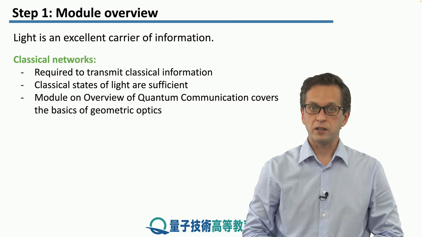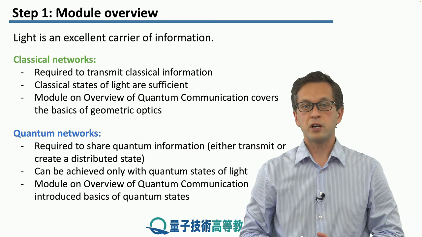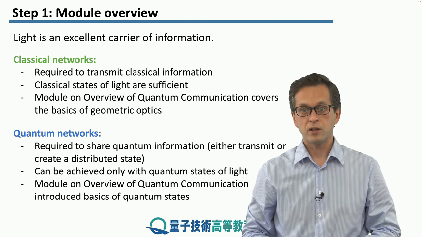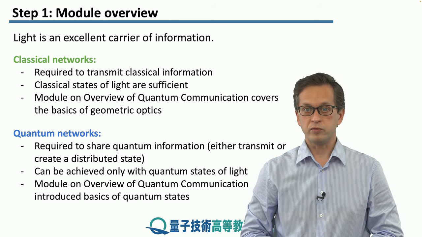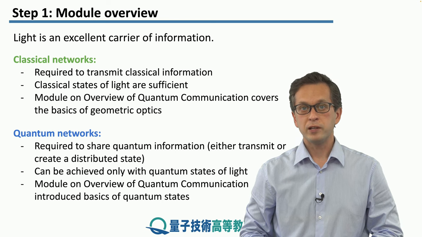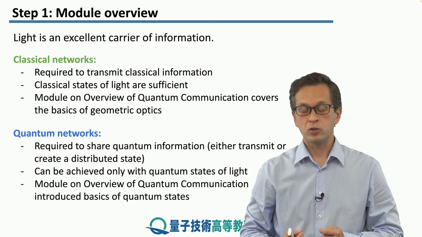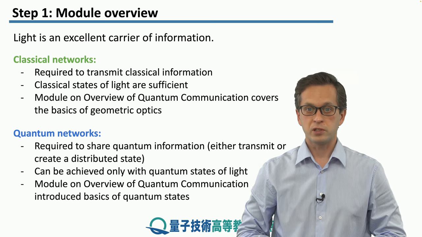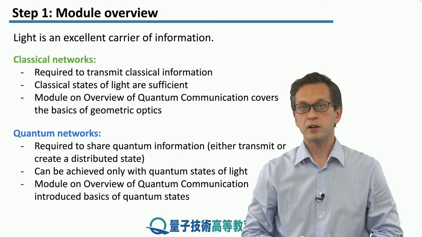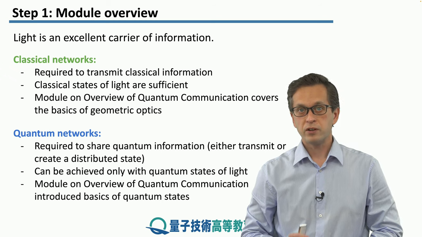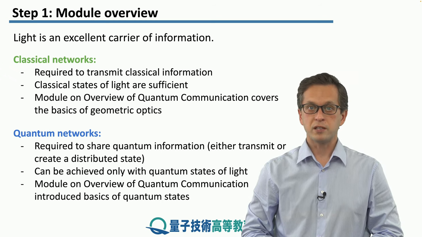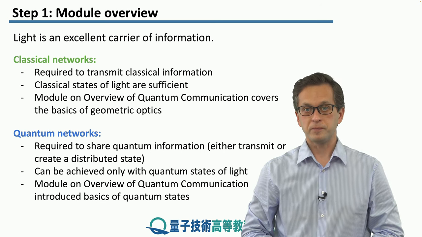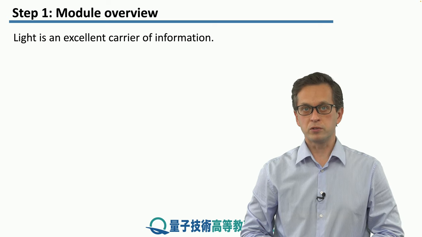On the other hand, in quantum networks, we are trying to share quantum information, either in the form of a shared distributed state, or we are trying to transmit this quantum information. Therefore, we need a completely new language to talk about new properties of light, and also we need to know how to describe quantum states of light and what their new properties are. We have covered some of the quantum states and some of the formalism of quantum states also in our overview of quantum communication. What are the main goals of this module?